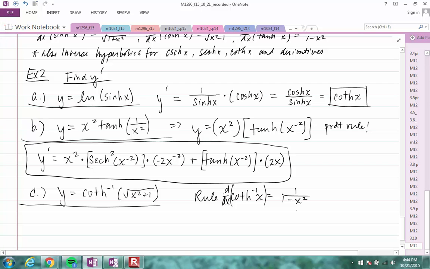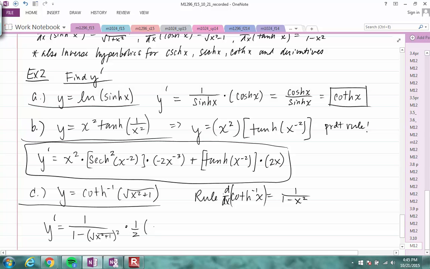Okay, so now that is the outer function here. Using the chain rule, what we're going to have is 1 over 1 minus parentheses something squared, where that something is our inner function, root x squared plus 1. So that's the derivative of the outer function evaluated at the inner function. Then we need to take the derivative of the inner function, which itself involves the chain rule too. So 1/2 times x squared plus 1, to the power negative 1/2, multiplied by the derivative of x squared plus 1, which is 2x, and you're done.